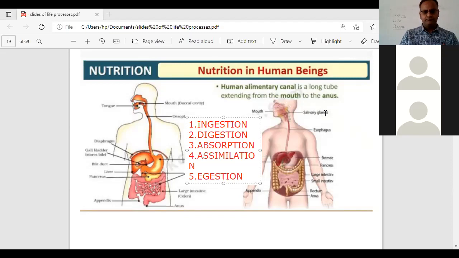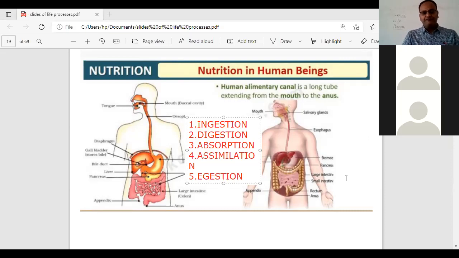Sir, first we use our hands to take the food in our mouth. Okay, very good. Well said, Muskan. Correct. That is the first step: with the help of the hand, we take in the food. This is only the first step of the process of the nutrition in the human being. That is ingestion. What is ingestion? The process of taking the food in the mouth with the help of the hand is the ingestion. So it is a very simple process, simply taking in of the food into the mouth.